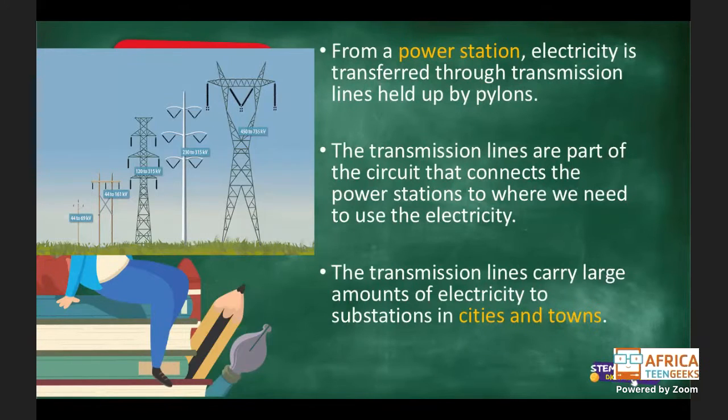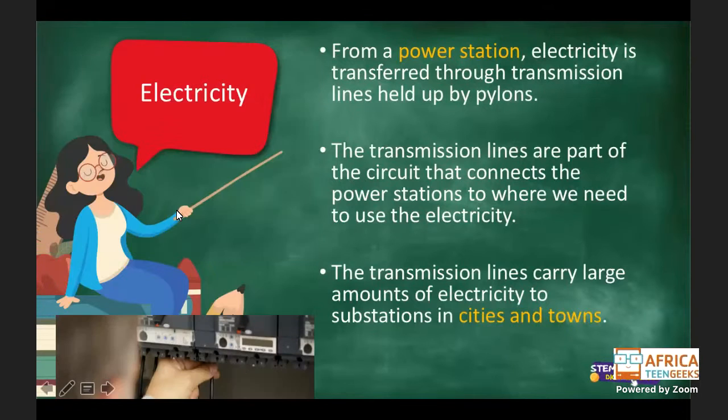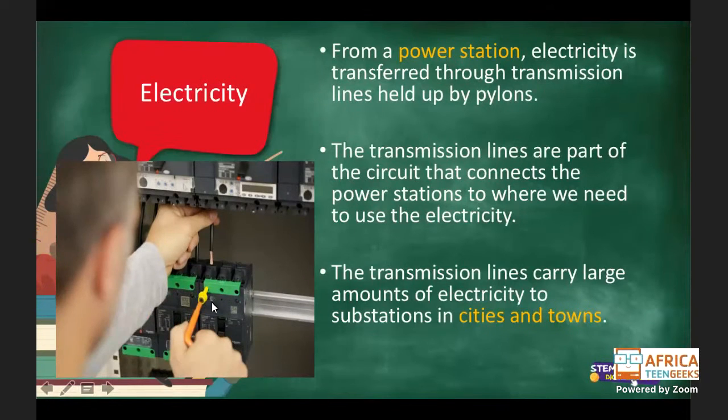Therefore, each and every transmission line holds its own power. The transmission lines carry large amounts of electricity to substations in cities and towns. As you can see here, this might be an electricity box. This will be an electricity box.